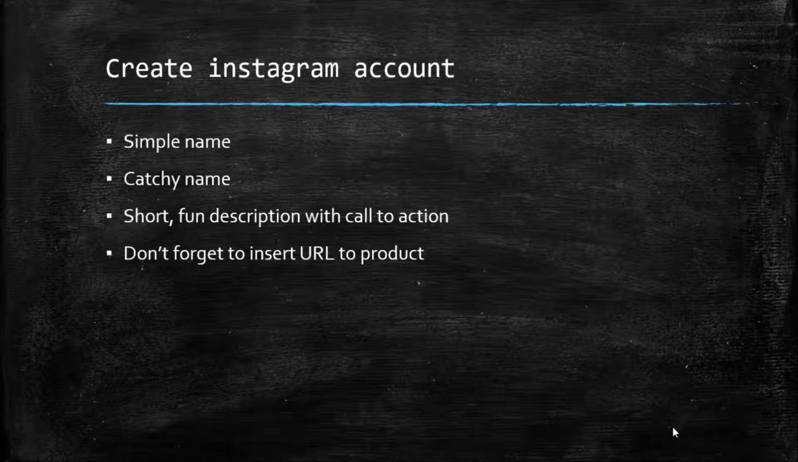Make sure that there's a call to action in your description pointing towards a URL going to your product, or maybe your landing page, or whatever the case might be. Right below your description there is the URL that you want to put there. Instagram allows you to do that, which is amazing. So you have this entire platform where you can just promote yourself for free.